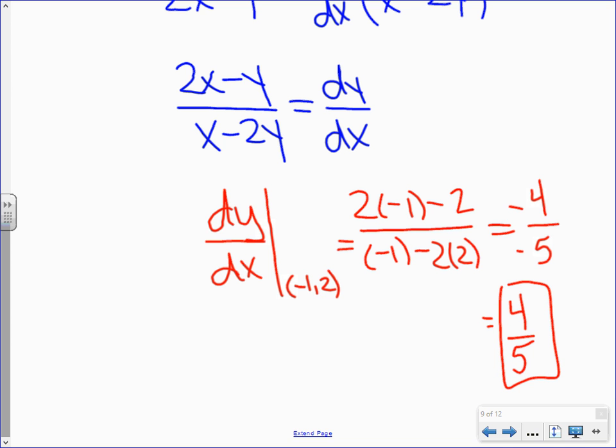Cole, did you get a slope of 4/5 with your equation that looks slightly different? Well, I just did that one. Okay. So yes, you should get to the same place. Questions?